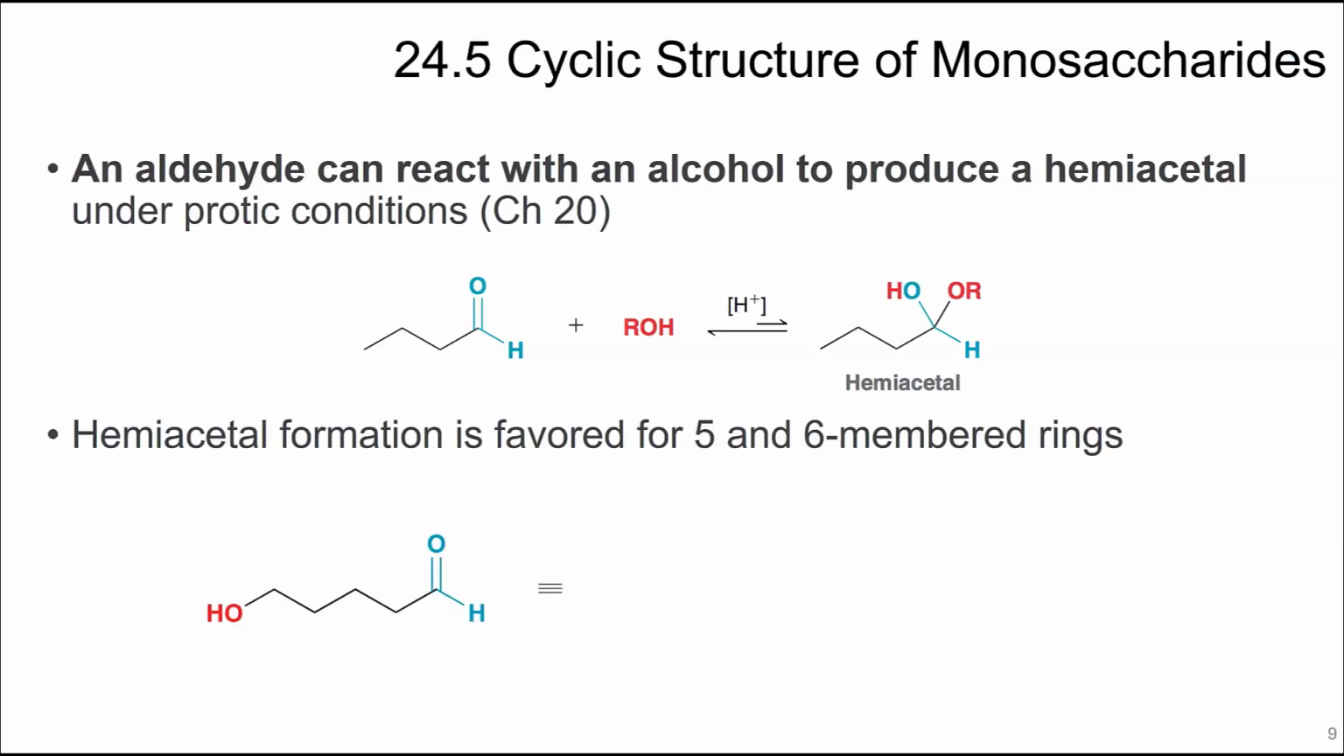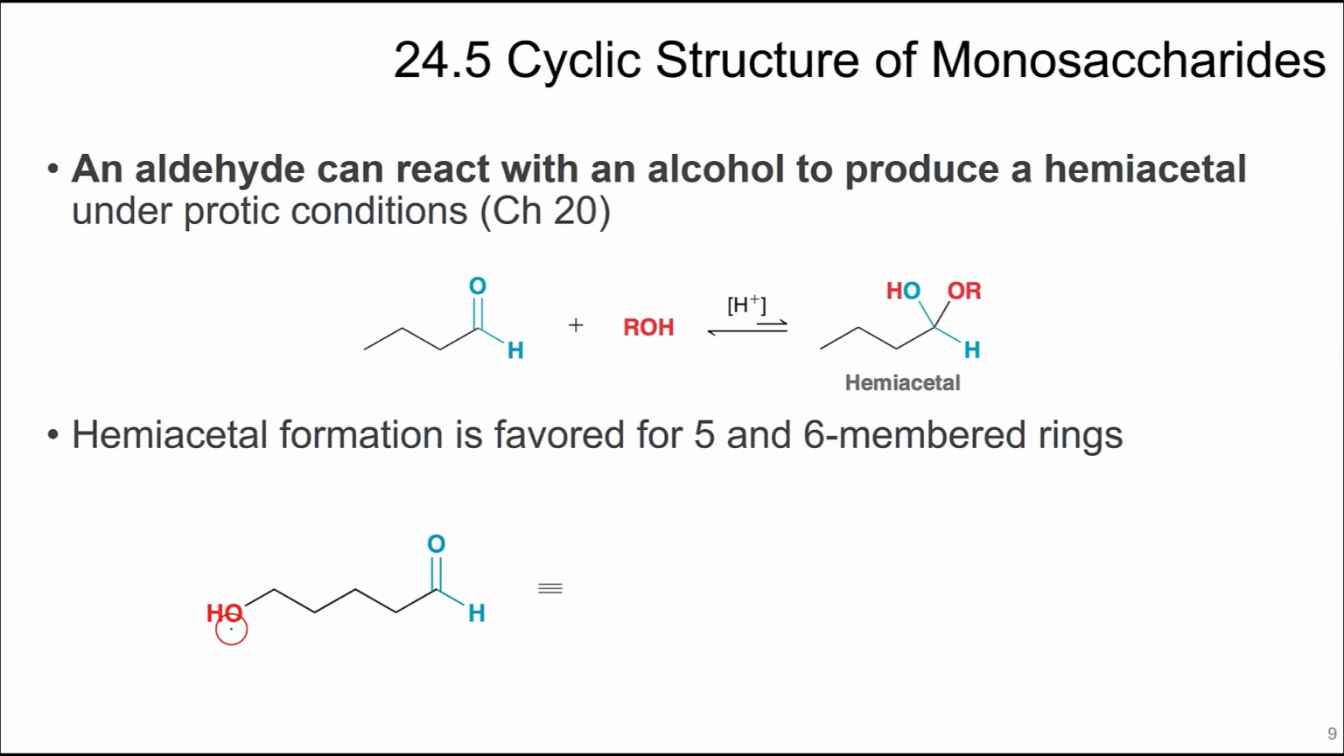An aldehyde can react with an alcohol, which we've seen before, to produce a hemiacetal under protic conditions. If you remember back to your aldehyde and ketone chemistry, if you react an alcohol with an aldehyde, a hemiacetal forms, and that can further form an acetal. But the hemiacetal is when we have an OH plus an OR. A cyclic hemiacetal can form, and that favors a 5 or 6 membered ring.